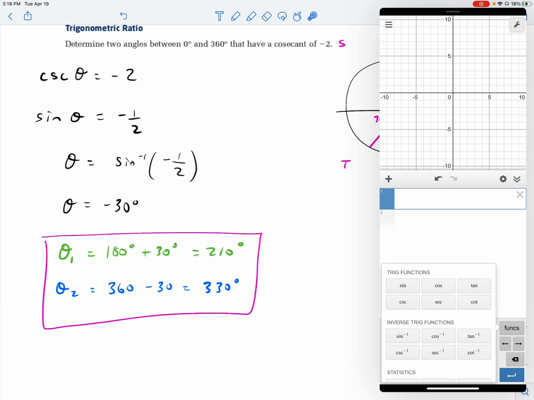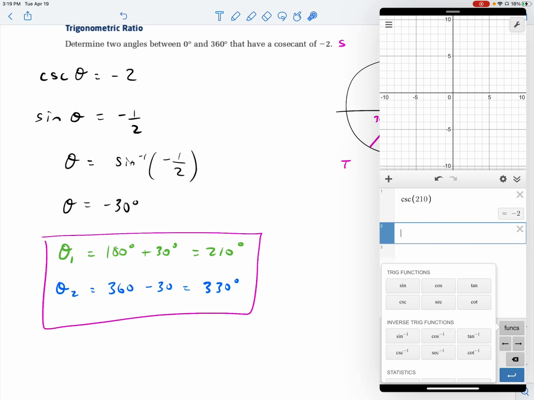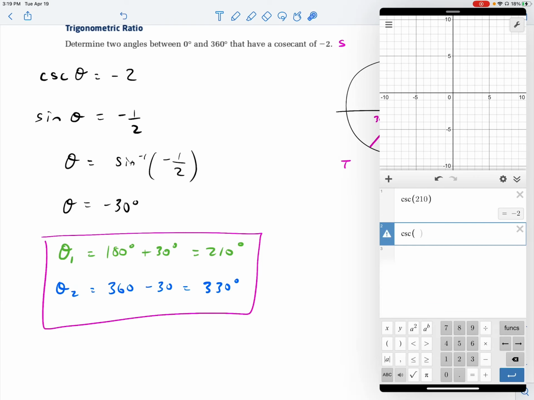It'll be the same thing. If you put both of these angles in for theta, you're going to get a ratio of -1/2, and that tells you they're correct. Since Desmos has the cosecant button, I'm going to do it that way. Cosecant of 210 should give me -2, and it does. I'm going to repeat this. Cosecant of 330 also gives me -2.